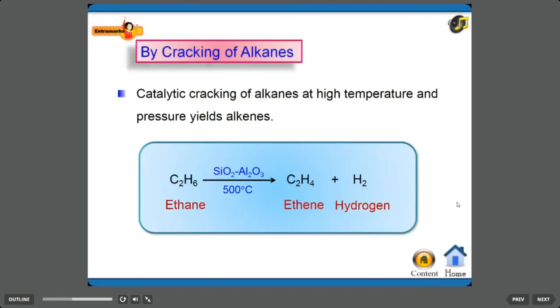Catalytic cracking of alkanes at high temperature and pressure yields alkenes. In this method, ethene is prepared by the thermal decomposition of ethane in the presence of a catalyst that is a mixture of silica and alumina under high pressure and at a temperature of about 500 degrees Celsius.